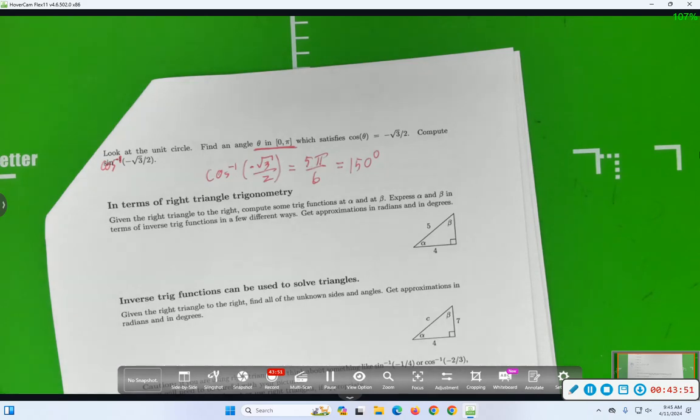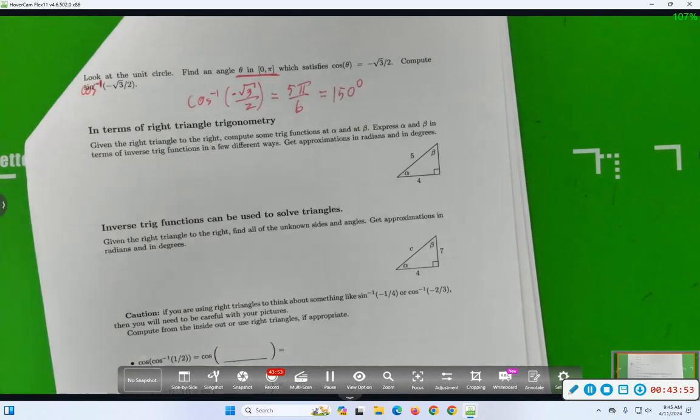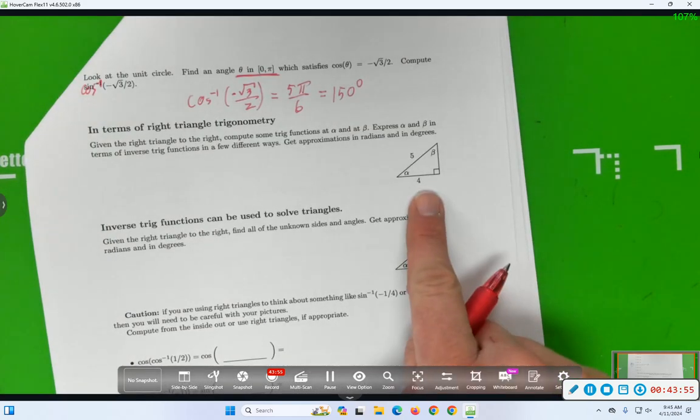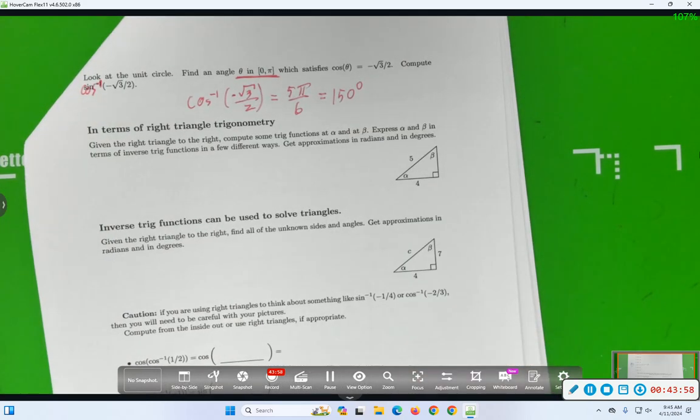Let's go back to thinking about right triangle trigonometry. There's a right triangle. Let's use inverse trigonometry to determine what alpha and beta are. I'd like to know alpha and beta. What's something you can tell me about that triangle? Is that 3, 4, 5? A 3, 4, 5 triangle. So you're telling me the missing leg. What's the missing leg? 3.